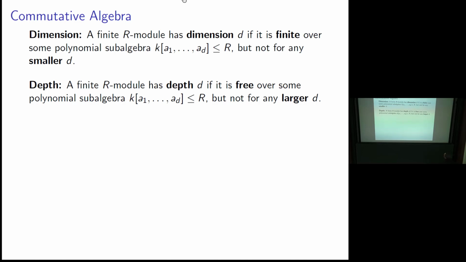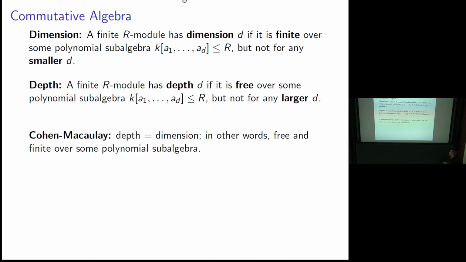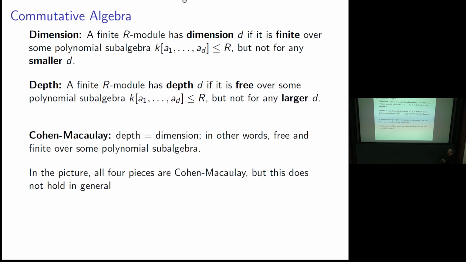The depth is a bit more subtle. It's how many variables it can be free over, right? And so, in particular, you'd like things to be Cohen-Macaulay, where the depth is equal to the dimension. And this means it's really easy to calculate all sorts of things, because it's like having a free module with a finite basis. And so you can do all your calculations with respect to this basis. You might prefer a slightly more sophisticated definition, but that will do for the idea here. And so all those pieces that I showed were Cohen-Macaulay because they were free over some polynomial generators.